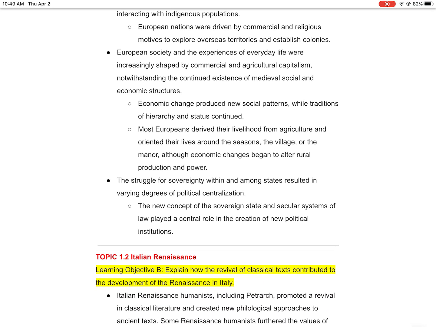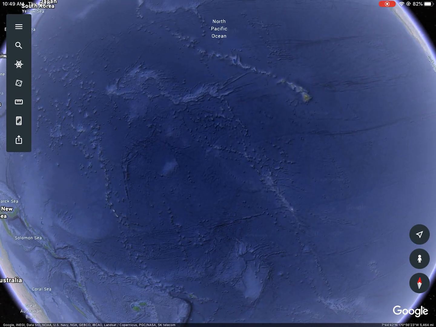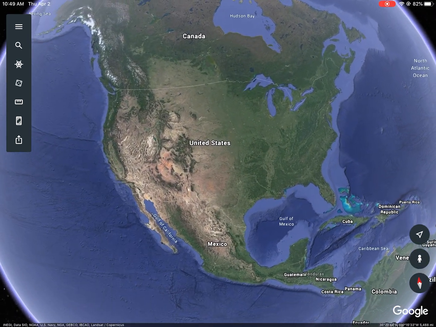I'm looking at the top of the screen right now. European nations were driven by commercial and religious motives to explore overseas territories and establish colonies. So I like to teach my students that there's the three G's. There's God, gold, and glory. Those are the three things that European nations were driven by during this era of exploration. They wanted to go out and find commercial and religious opportunities. So they wanted to find gold or to make money through cash crops. And so a whole plantation system is going to develop in the Americas. And again, this is all starting around 1450.